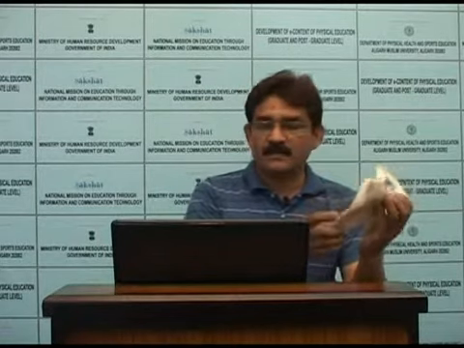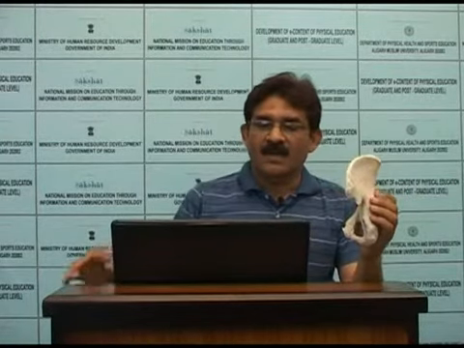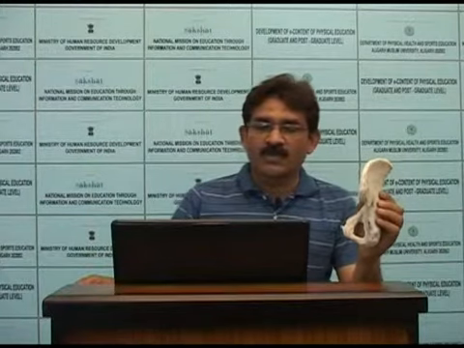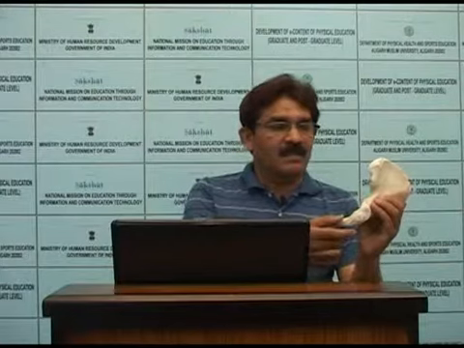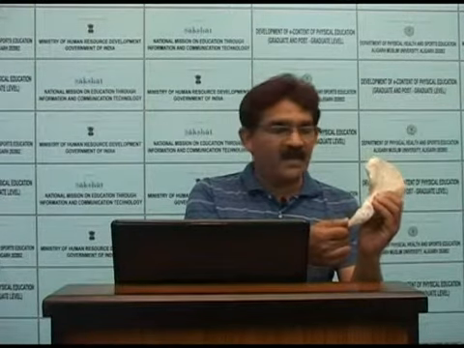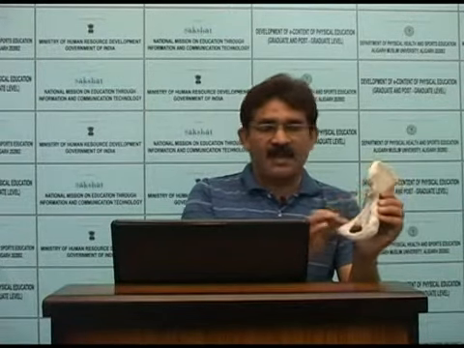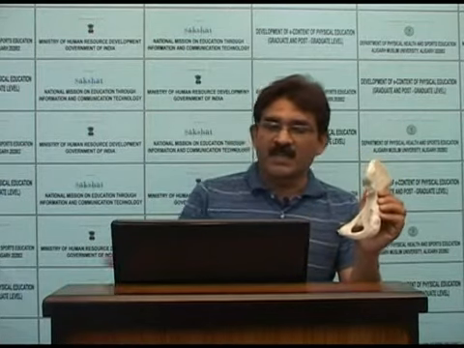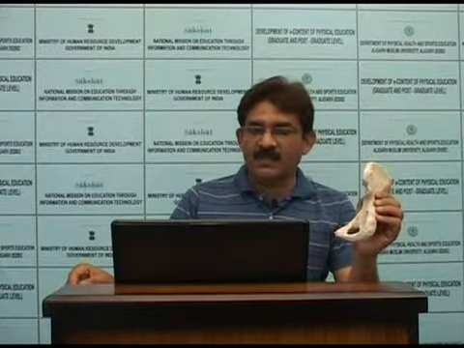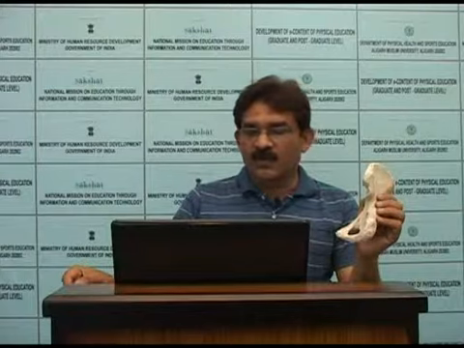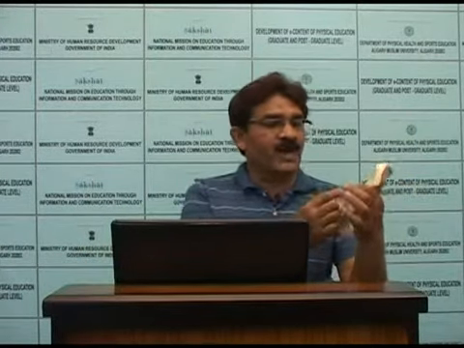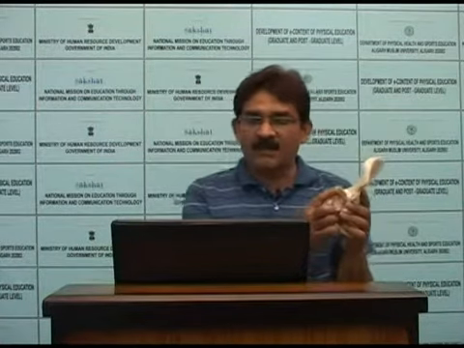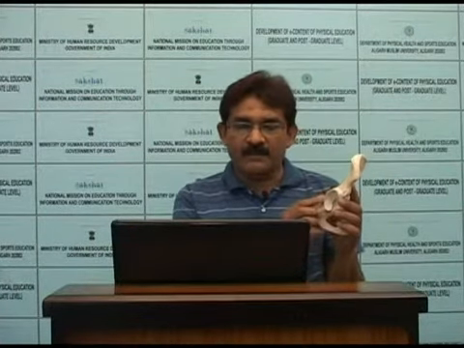This is the hip bone. It consists of three fused bones: ilium, ischium and pubis. This is the pubic rami, the ilium, the ischium, and this is the pubis. The body of the ilium forms the superior two-fifths of the acetabulum.